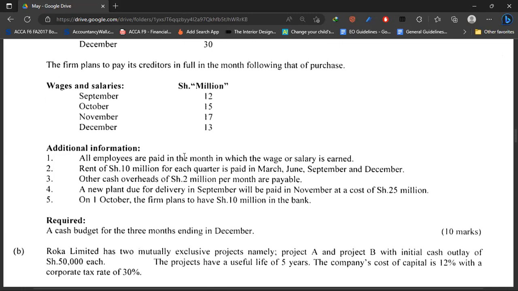Rent of 10 million for each quarter is paid in March, June, September, and December. Other cash overheads of 2 million per month are payable. A new plant due for delivery in September will be paid for in November at a cost of 25 million. On 1st October, the firm plans to have 10 million in the bank. Required: the cash budget for 3 months ending in December.